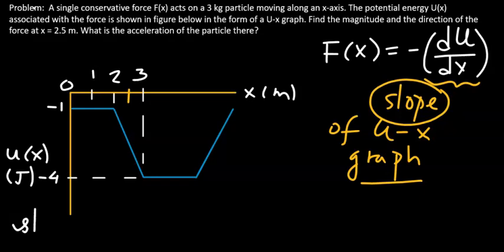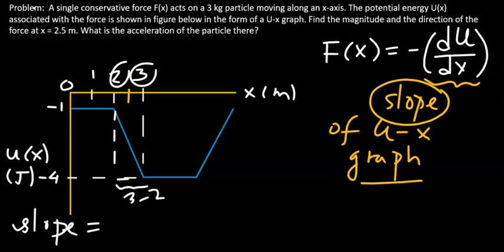So the slope can be computed in the following manner. Let's determine this length over that length. So that is 3 minus 2. So that point is 3 minus 2. And that length is minus 4 minus 1, because this point is minus 4, that is minus 1.